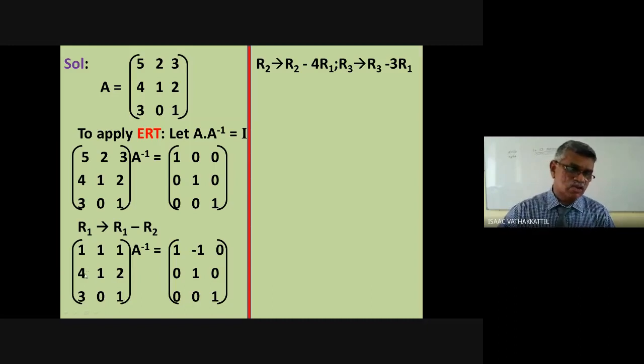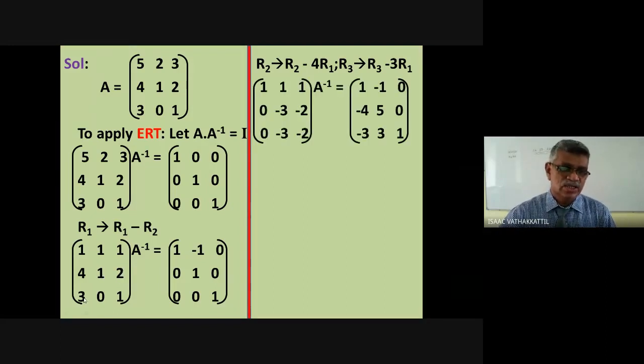So R2 minus 4R1: 0, minus 3, minus 2. And R3 minus 3R1: 0, minus 3, minus 2. Okay, no problem. And on the right side, R2 changes to R2 minus 4R1, so minus 4, 4 plus 5, 0. R3 minus 3R1: minus 3, 3, 1.